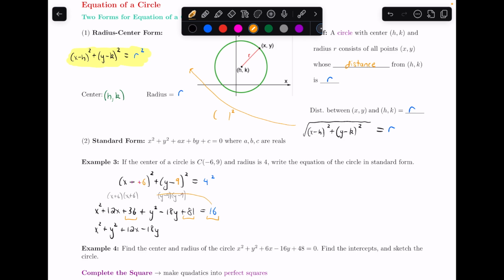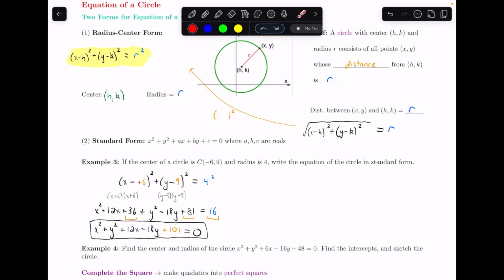So if I subtract 16 over 36, minus 16 is 20. And if I add 20 to 81, well, I'll get 101. So plus 101, and that equals 0. And that's my circle equation in standard form.